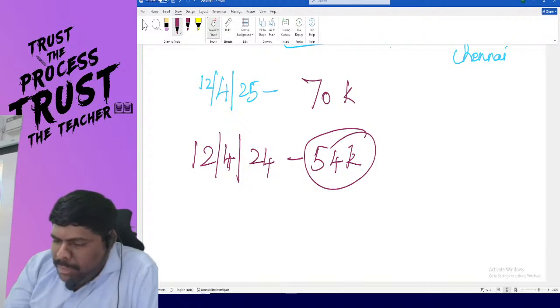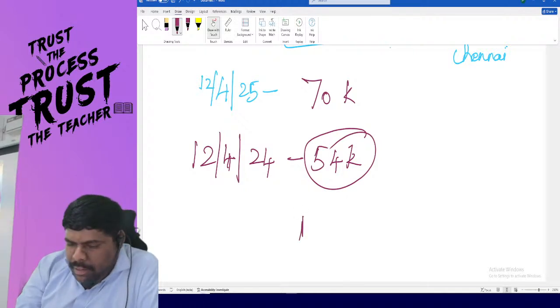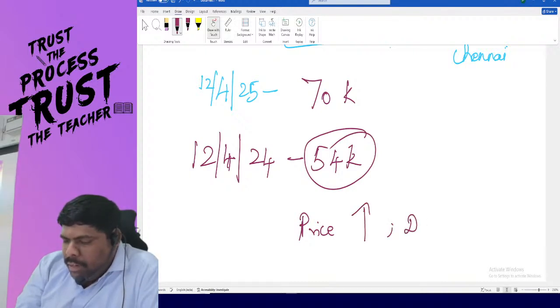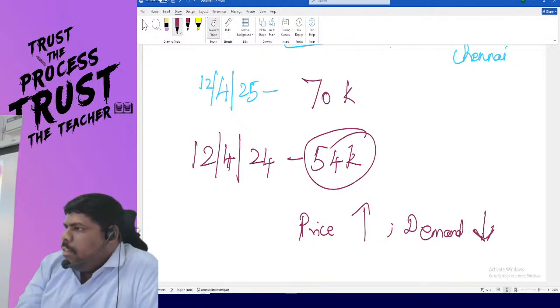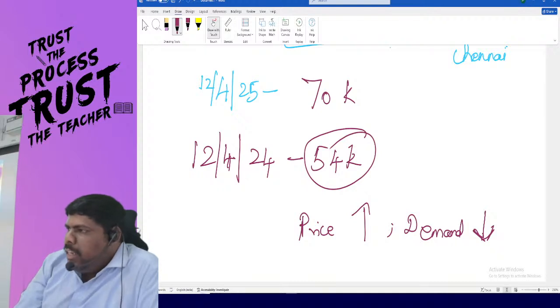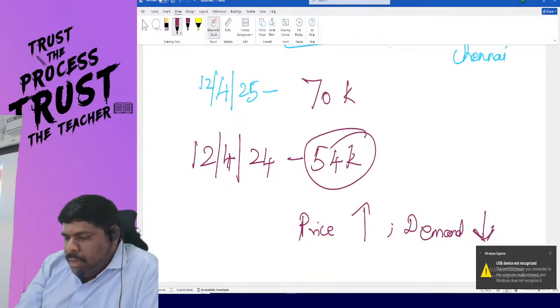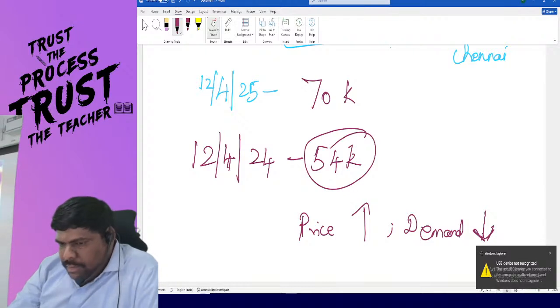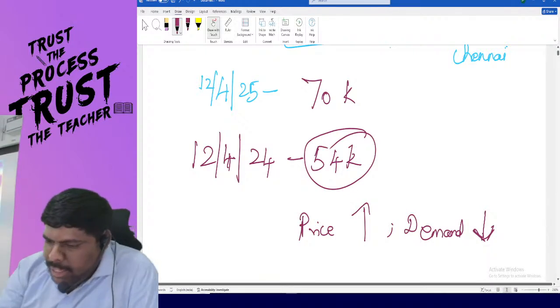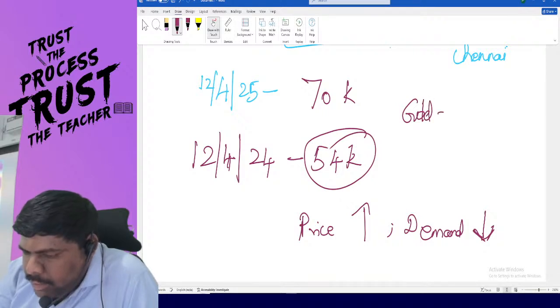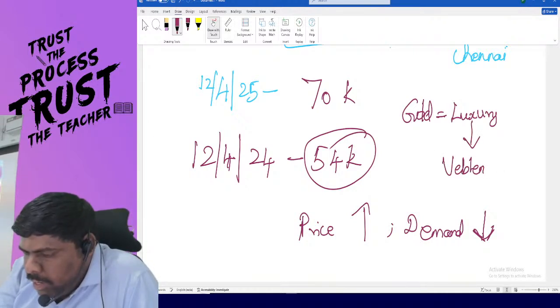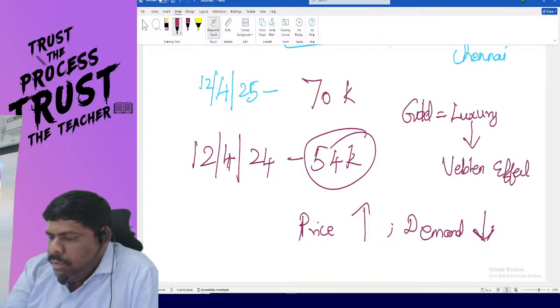It is very simple. As we have studied in economics, when price is increasing, what will happen to demand? Demand should decrease. Okay, but what is happening here? Correct, someone said it. See, gold, it is a luxury. So, Veblen effect. So what happened?